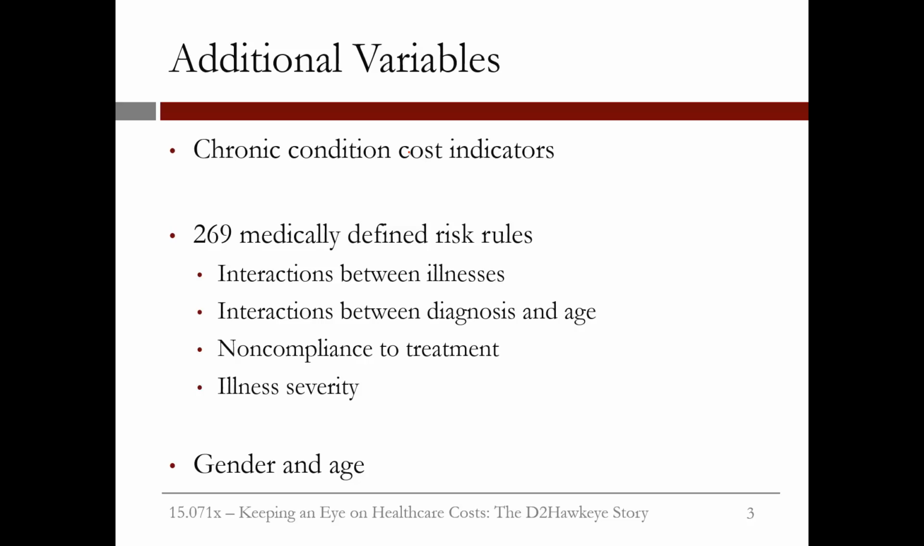In addition to the initial variables, the 217 diagnosis groups, 213 procedure groups, 189 drug groups and so forth, we also defined, in collaboration with medical doctors, 269 medically defined rules. For example, the first type of rule indicates the interaction between various illnesses. For example, obesity and depression.